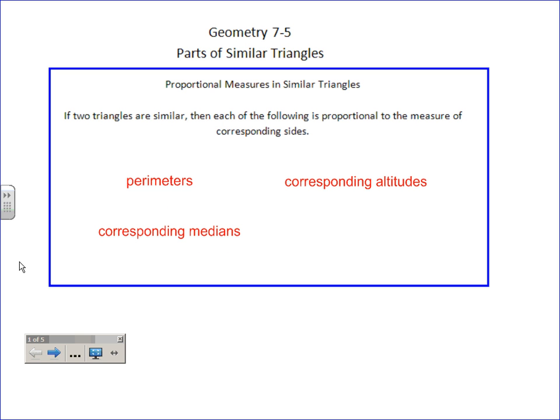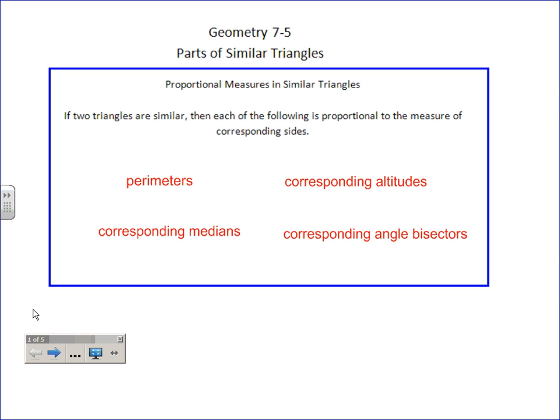Corresponding medians. Again, medians kind of the ones that hit the midpoint. But again, it has to be the same one in both triangles. And corresponding angle bisectors.